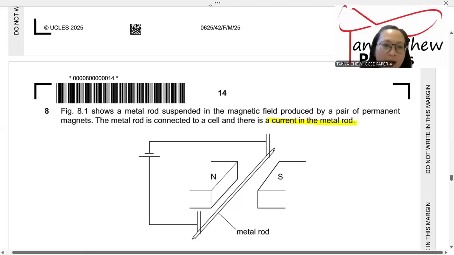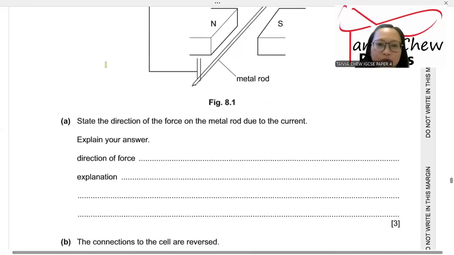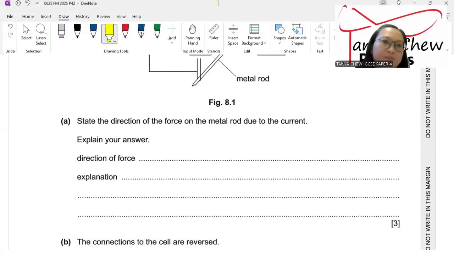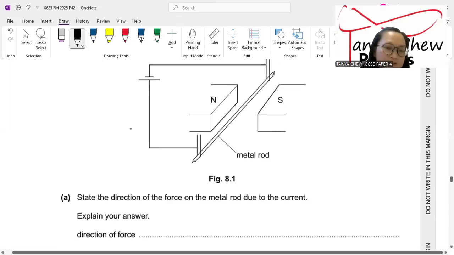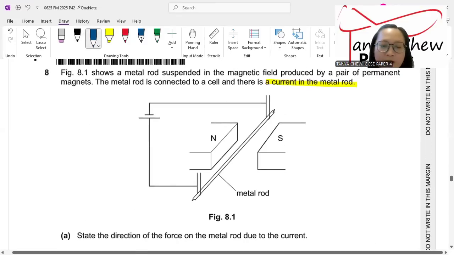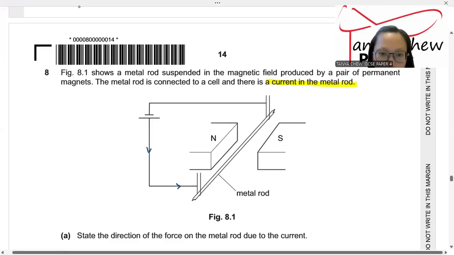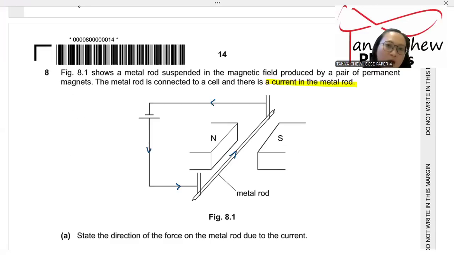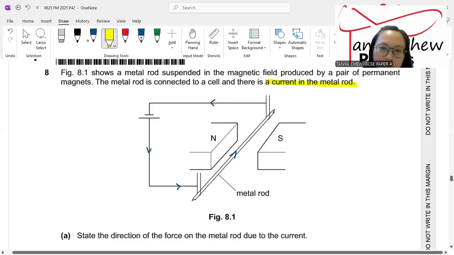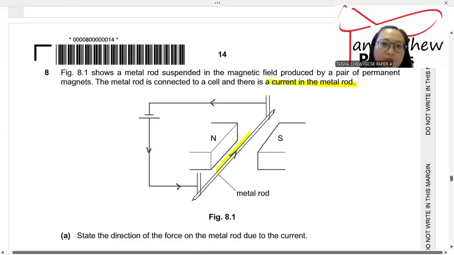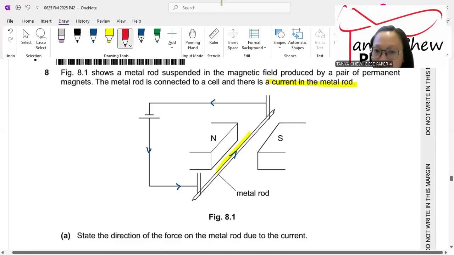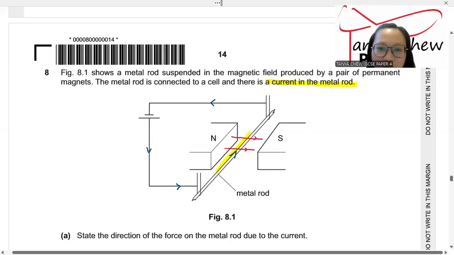Right? Now, A, state the direction of the force on the metal rod due to the current. So, first of all, this is the understanding of the current. So you have to understand that the current will flow out from the positive terminal to the negative terminal, back to the negative terminal. So this part is where the current is flowing. And invisible magnetic field will flow out from north into south pole. That is another thing that you should remember.